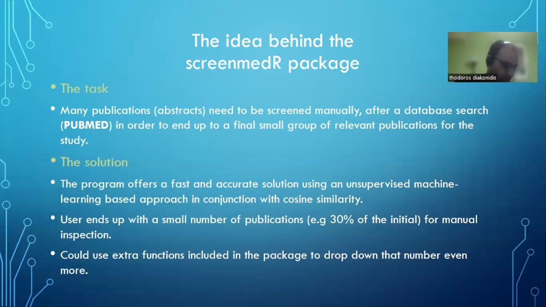At the end of the day, the user ends up with a small number of publications, about 30% of the initial publications, for manual inspection. But the user can also lessen this number by using some extra functions that are already in this screenmedR package, which I'm going to show you just afterwards.